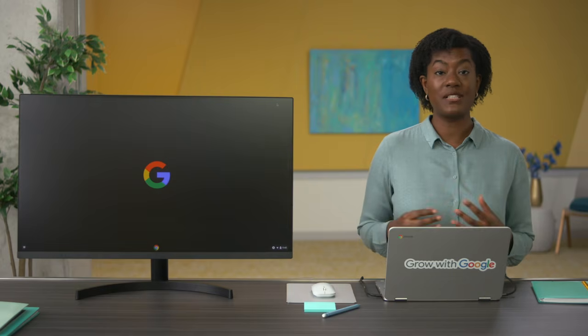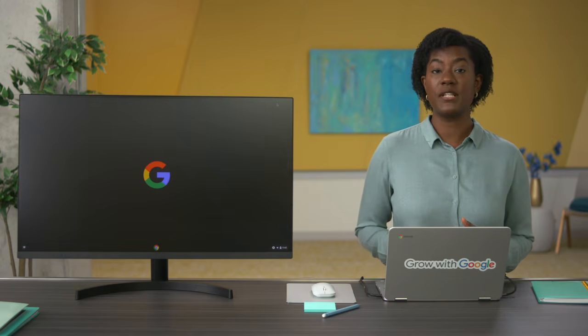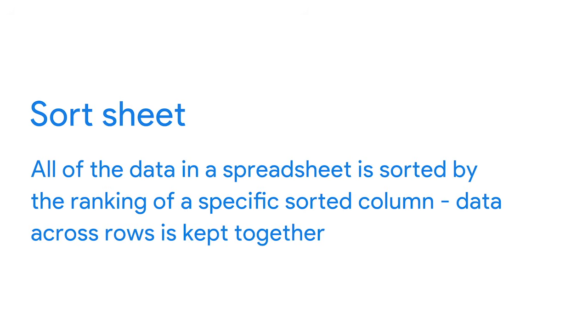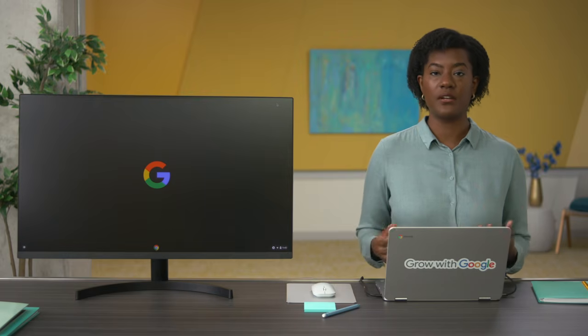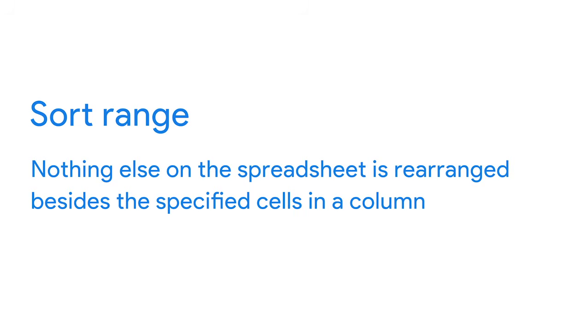In spreadsheets, you can sort data by ascending or descending order using numbers or letters. If cells are labeled with color, you can sort them by color too. When sorting data in a spreadsheet, you can choose to sort sheet or sort range. If sort sheet is applied, all of the data in a spreadsheet is sorted by the conditions of a single column, but the related information across each row stays together. On the other hand, sort range doesn't keep the information across rows together. When you sort a range, you're selecting a specific collection of cells, or the range, that you want the sorting limited to. Nothing else on the spreadsheet gets rearranged but the specified cells.